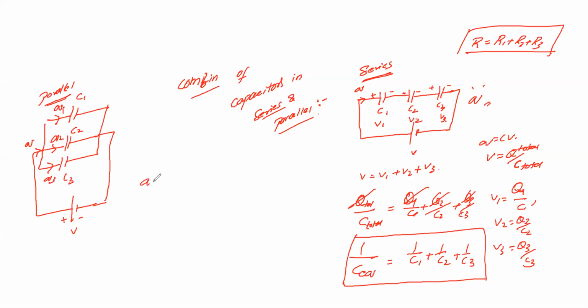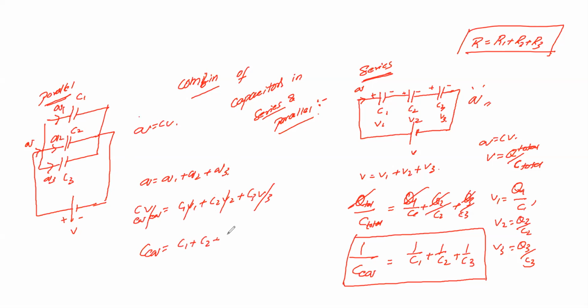Let's just see the relations. We know that Q is equal to Q1 plus Q2 plus Q3, and Q is equal to CV. Here the voltage is the same. So C equivalent V equivalent is equal to C1 V1 plus C2 V2 plus C3 V3. Because of the parallel connection, voltages are the same. So C equivalent for parallel is C1 plus C2 plus C3. So take this relation. So this is your series and parallel.